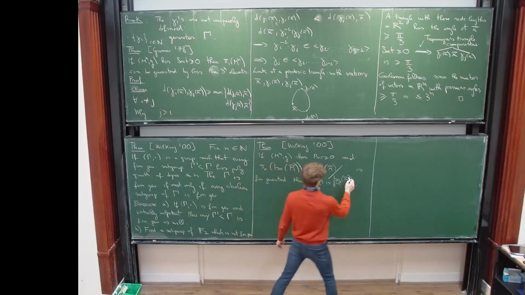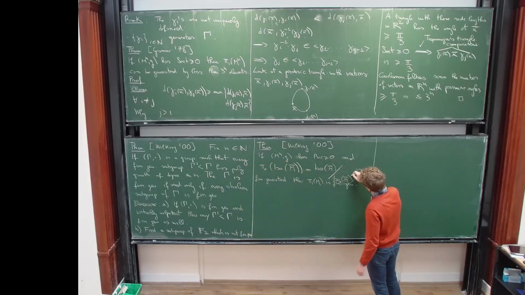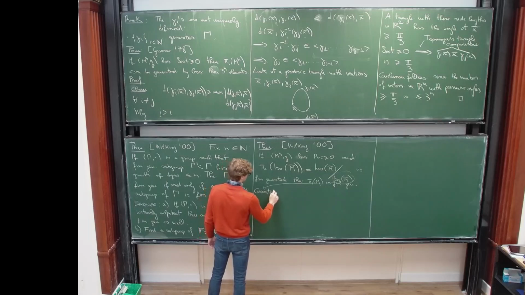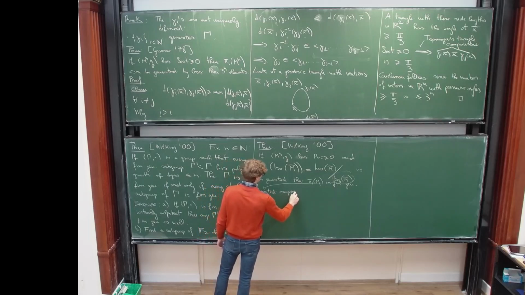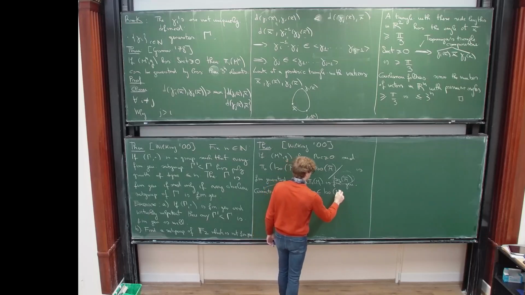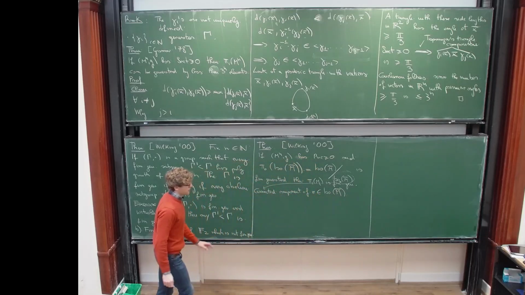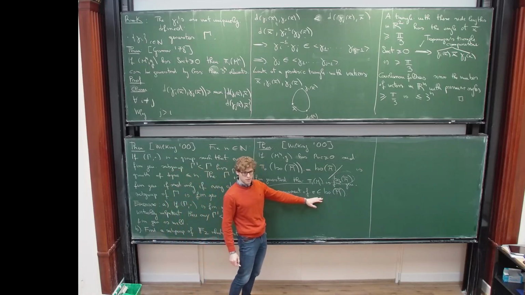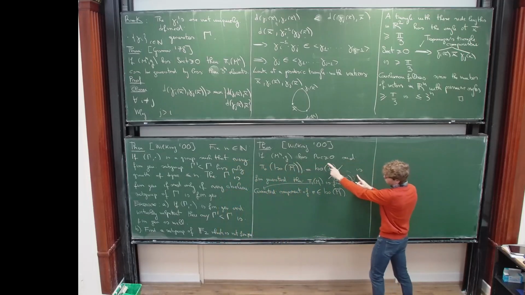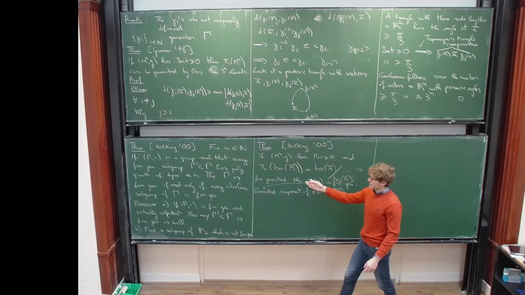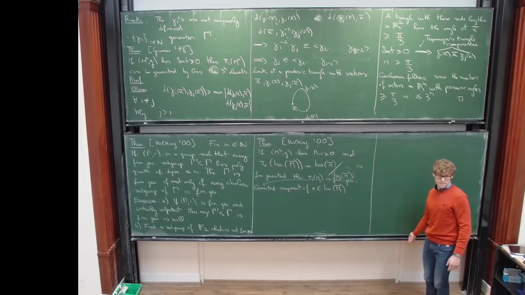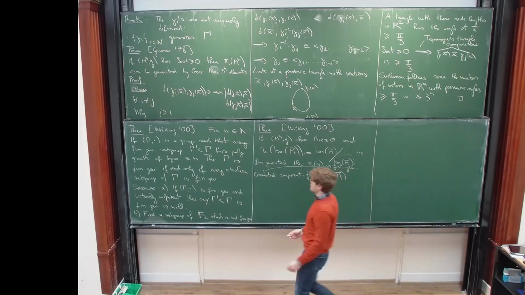As I said, this is the connected component of the identity. Note that the connected component of the identity of any topological group is a normal subgroup, and therefore this quotient is a group. So it makes sense to say that it is finitely generated. Any questions on the statement? Let's see how this is proved.